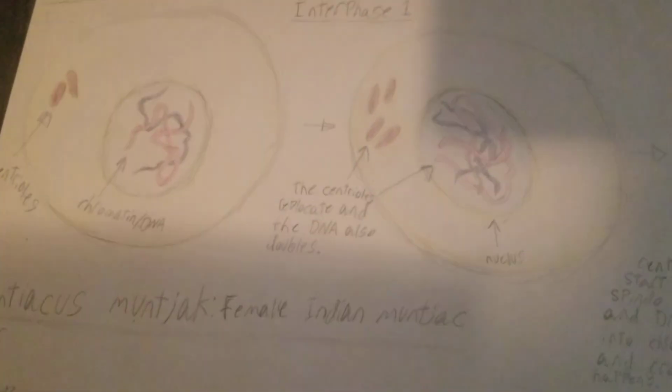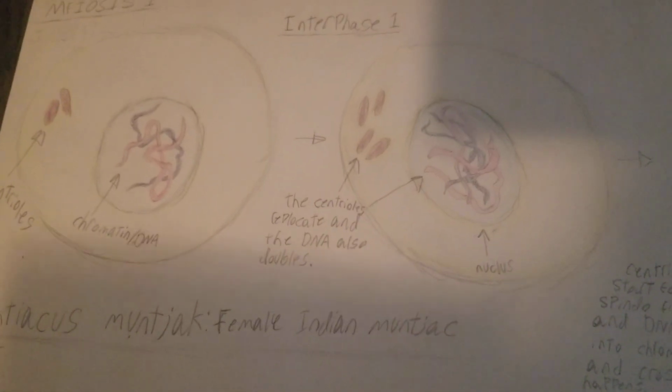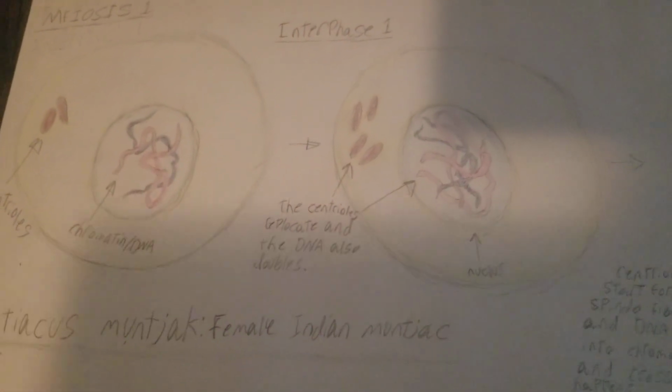Hello, this is the meiosis on the female Indian muntjac, and it has a diploid number of 6. The purpose of meiosis is to make egg or sperm cells for reproduction.